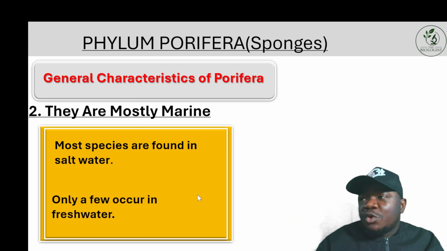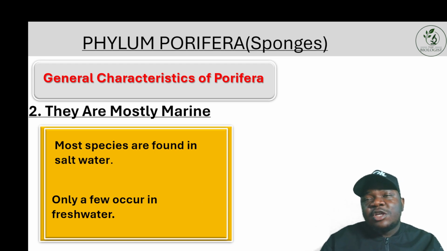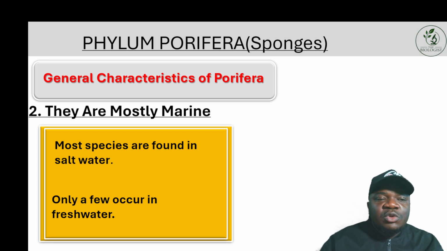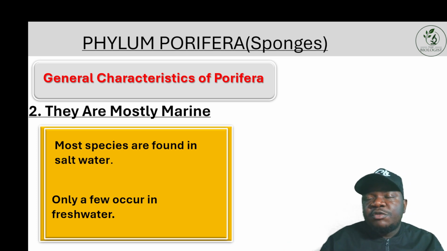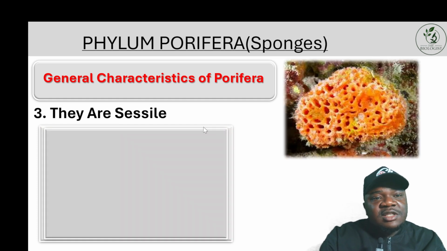So only a few occur in freshwater. Freshwater is just a water body that has little or no salts, like your rivers and your lakes. Those are examples of freshwater. So you find few species in freshwater, but most of them are found in the ocean. So that's very important. And again, they are sessile.